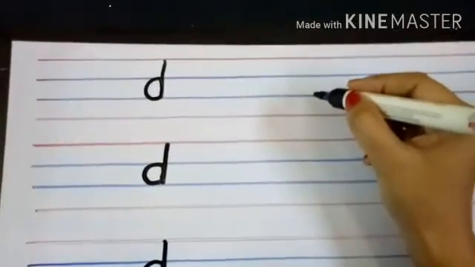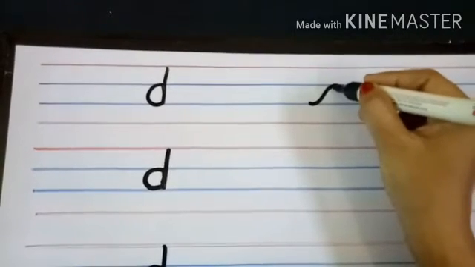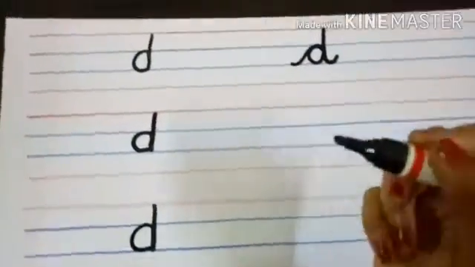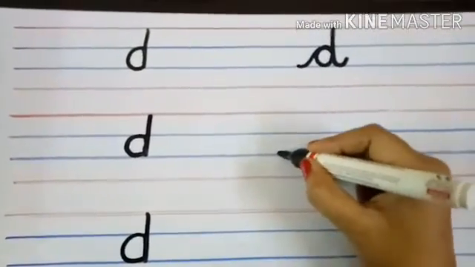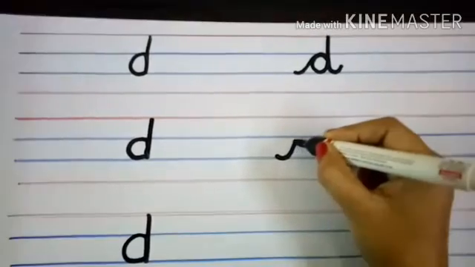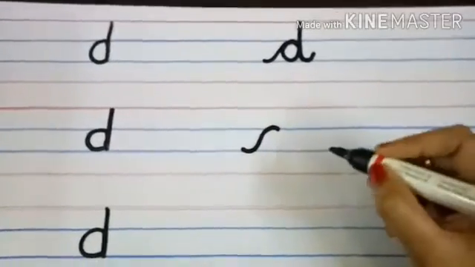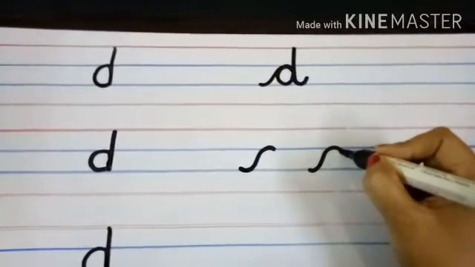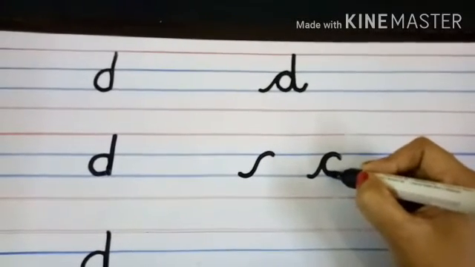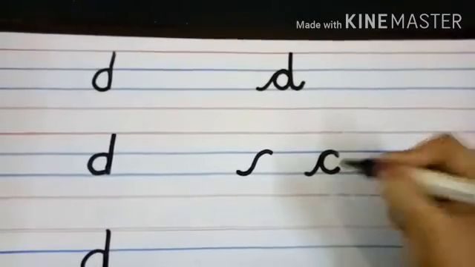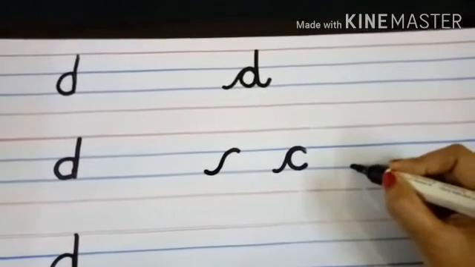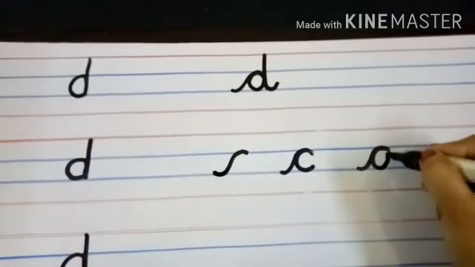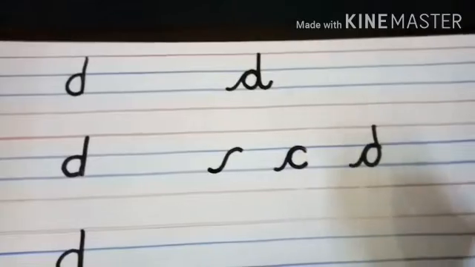Now we learn how to write cursive D. How to write cursive D? First of all, keep your pencil on the third line and draw the curve wave stroke. Okay. Keep your pencil on the third line. Draw the curve wave stroke and again make the left curve like C. Keep your pencil on the third line. Draw the curve wave stroke. Make the left curve. Go up till the first line.